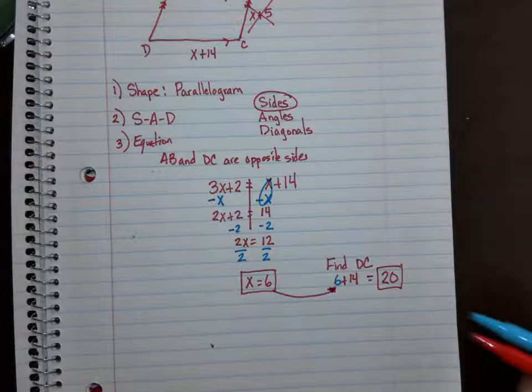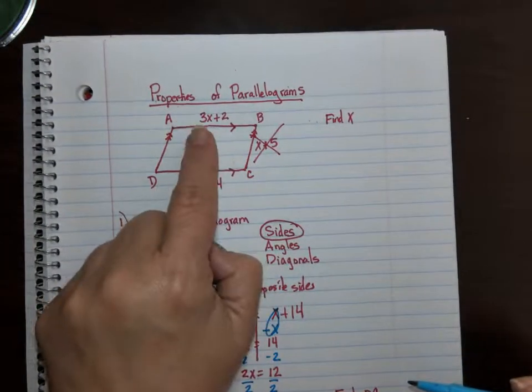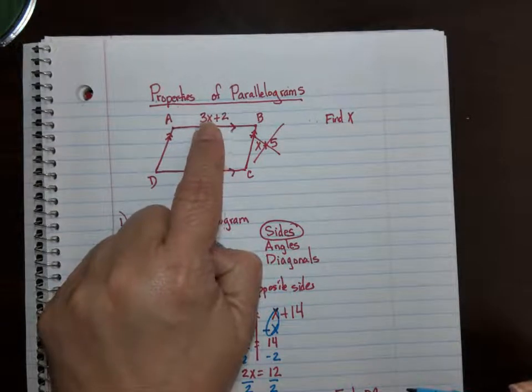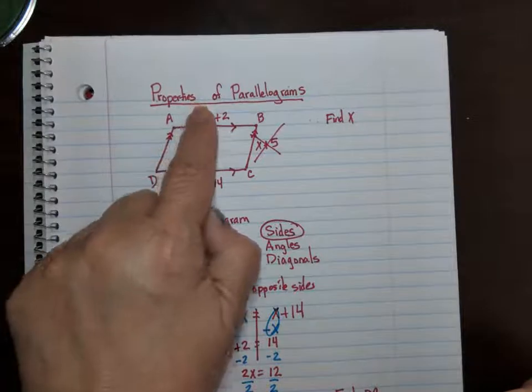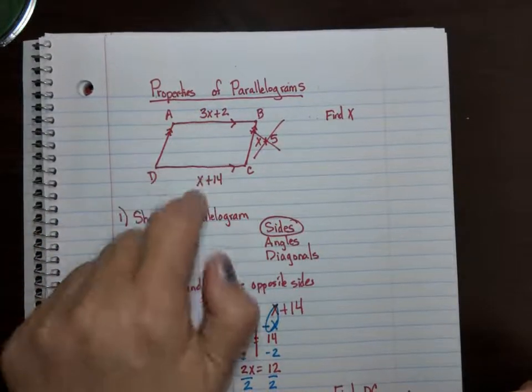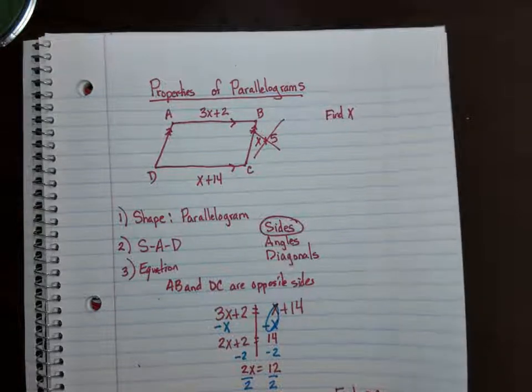And now if I want to make sure I did it right, I can go see my other side. 3 times 6 is 18, and 18 plus 2 is 20. So 20 and 20, opposite sides are congruent. It checks out. Alright, that's example 1.